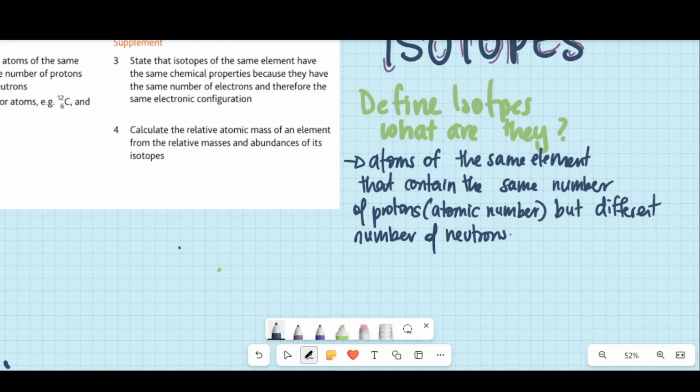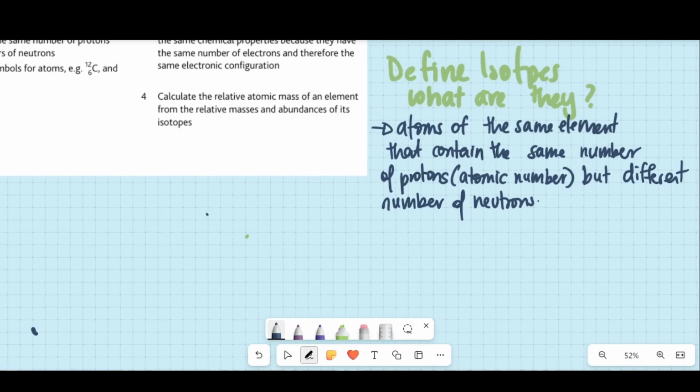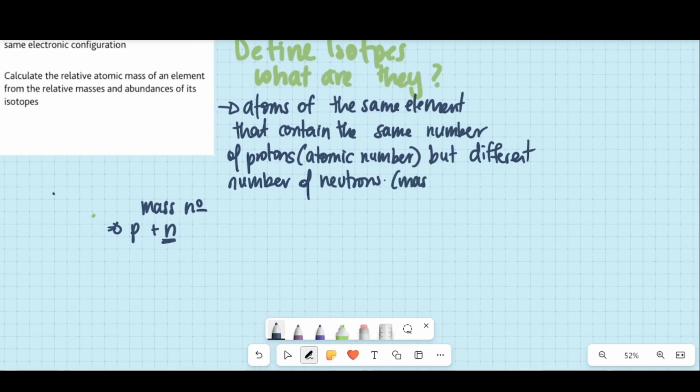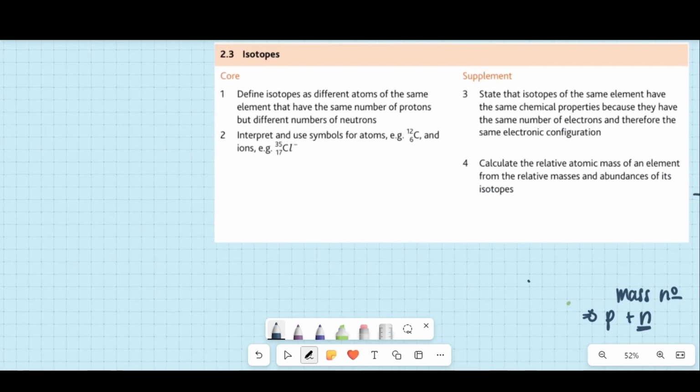And previously in the video, we learned that mass number is proton number plus neutron number. So if the neutron number is different, that altogether results in a different mass number. These are alternate ways you can describe isotopes. You don't have to say specifically mass number, you can say number of neutrons. You can use them interchangeably. This is the definition they want you to know. It's usually a 2-mark question when they ask you to define isotopes. So that's the first point done.